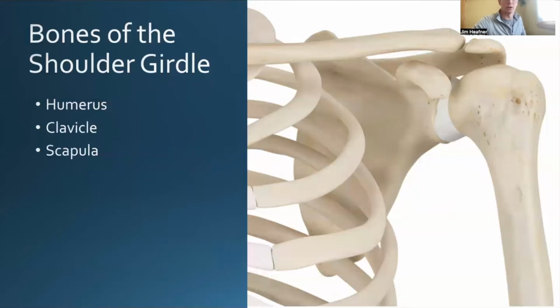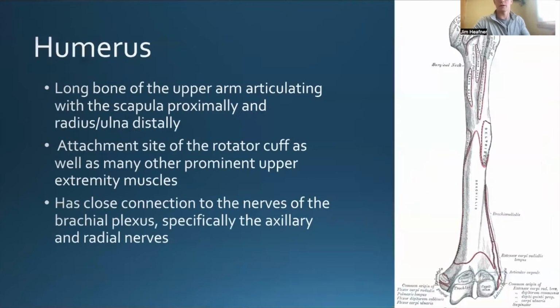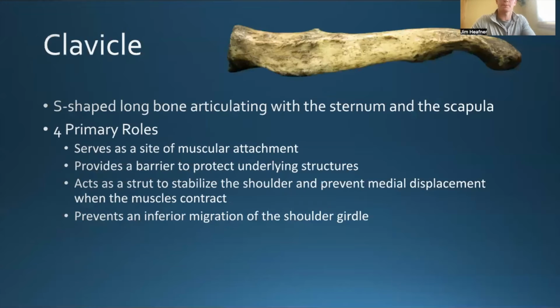So the bones of the shoulder girdle are the humerus, clavicle, and scapula. Those three bones make up four joints. The humerus is the long bone of the upper arm, articulating with the scapula proximally, and then the radius and ulna distally. It's the attachment site of the rotator cuff, as well as many other prominent muscles of the upper extremity. And it has a close connection to the nerves of the brachial plexus, specifically the axillary and radial nerves. As we're talking about shoulder dislocations or shoulder instability, we need to be aware of what nerves are passing right around the humerus to make sure they aren't getting impacted with an injury.